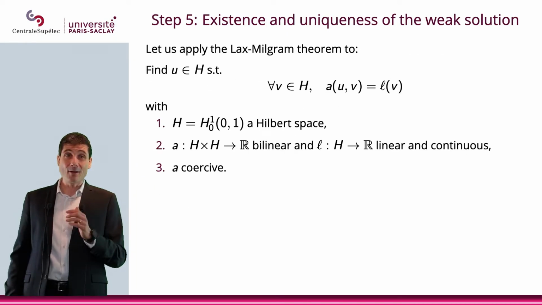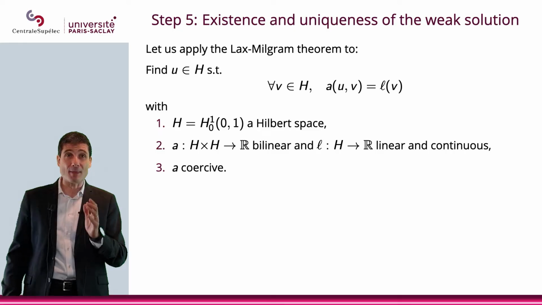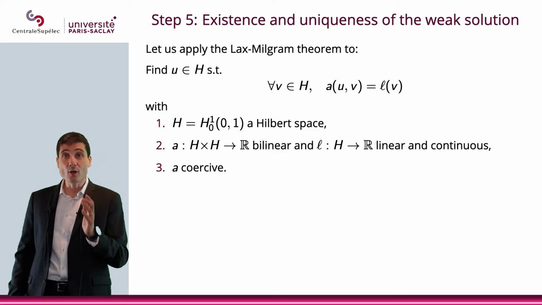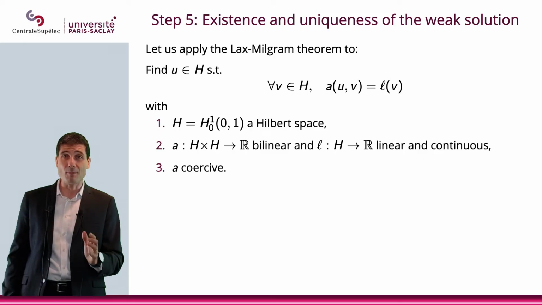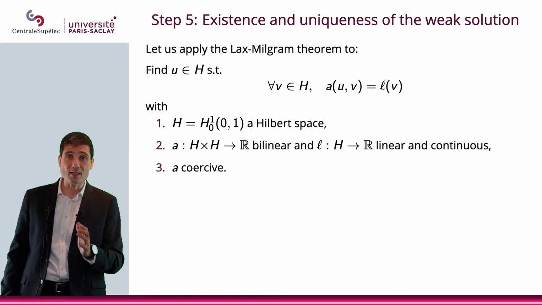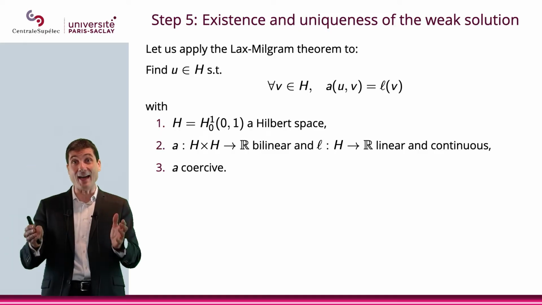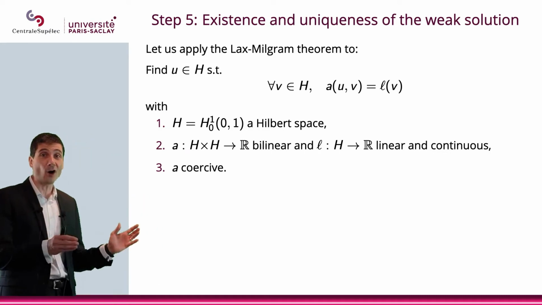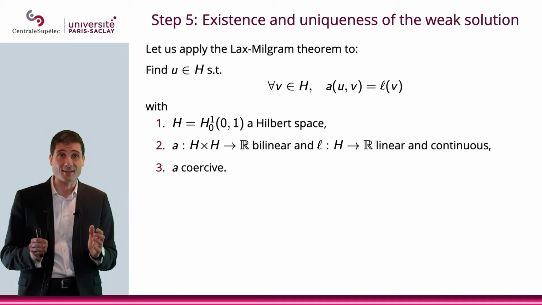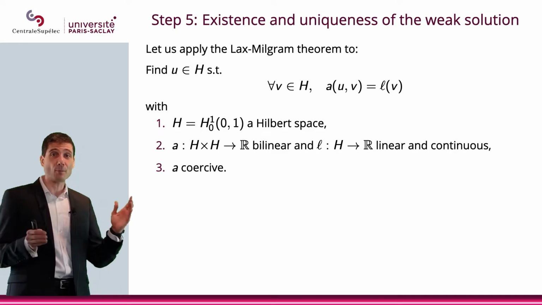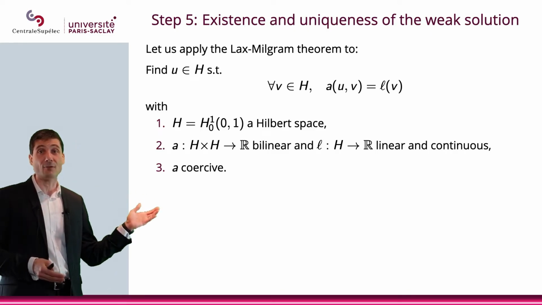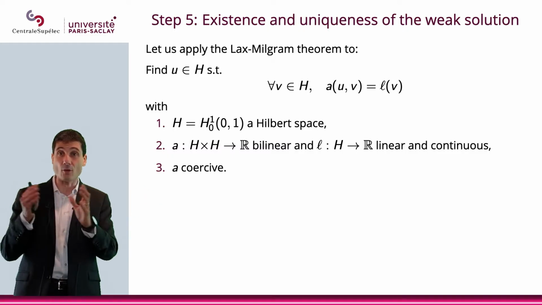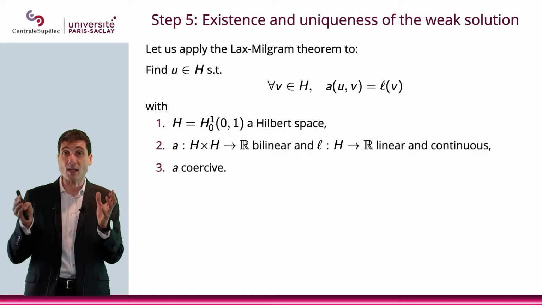All right, now we're really close to applying Lax-Milgram. That's going to be step 5. We're going to show that we have existence and uniqueness for the variational problem, and the way we're going to do this is simply by applying the Lax-Milgram theorem. We are in the setting where we can do that, right? The problem we're trying to solve is: for all v in H, a(u,v) equals L(v). So that's exactly the equation that we want to solve.